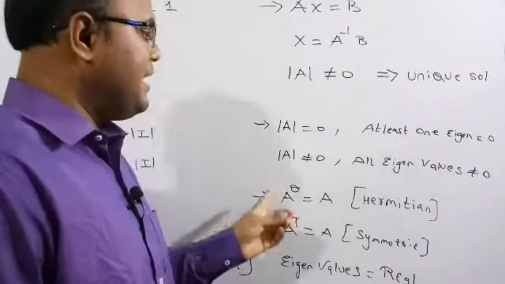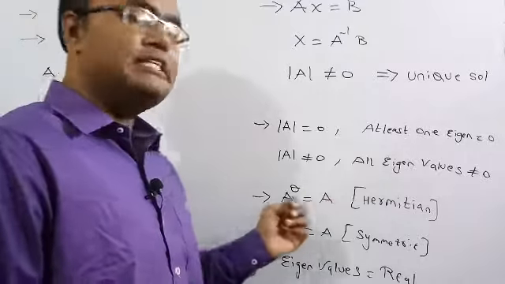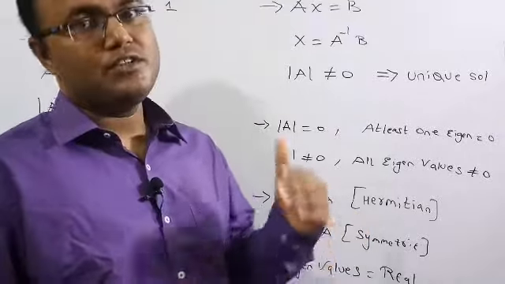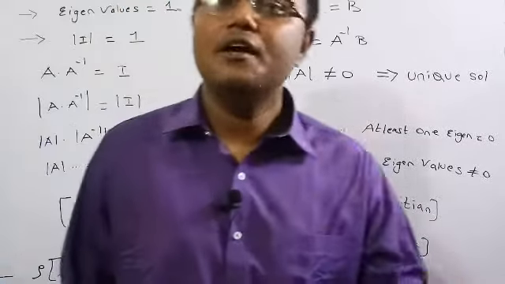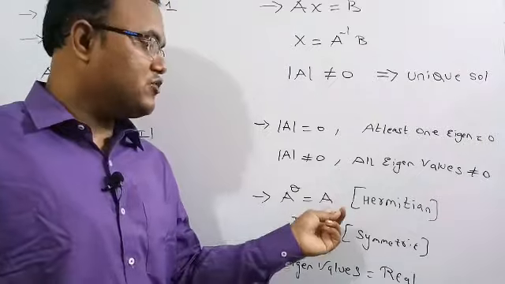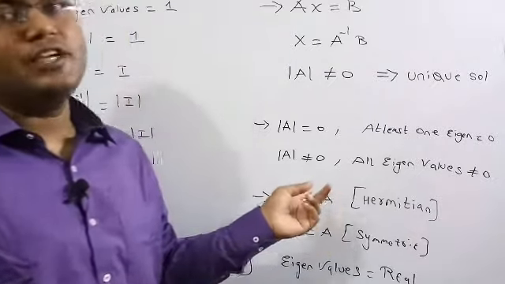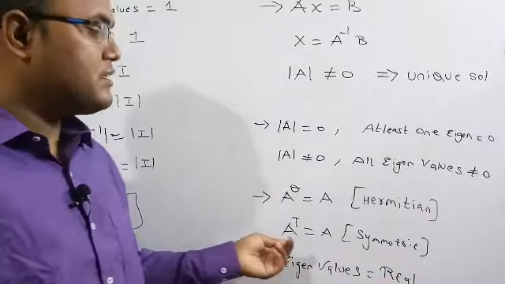See, here A to the power of theta is equal to A. This I have already told you. A to the power of theta means whether you first take the conjugate and then the transpose, or first take the transpose and then the conjugate, both ways the result will be the same. If it is equal to the original matrix, then we already know it is called a Hermitian matrix.